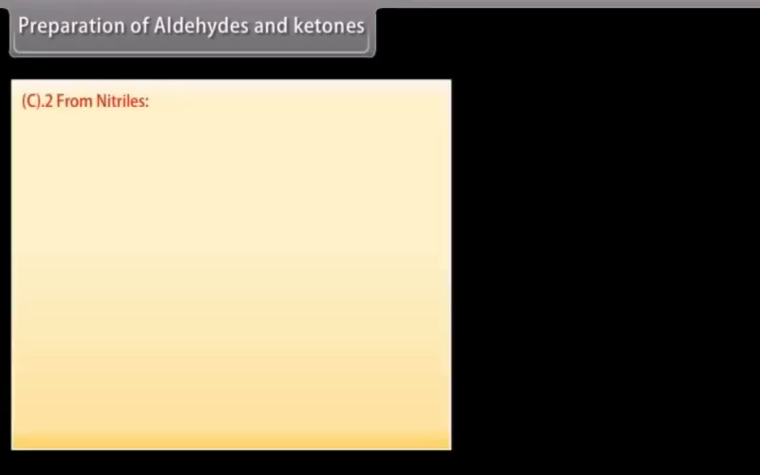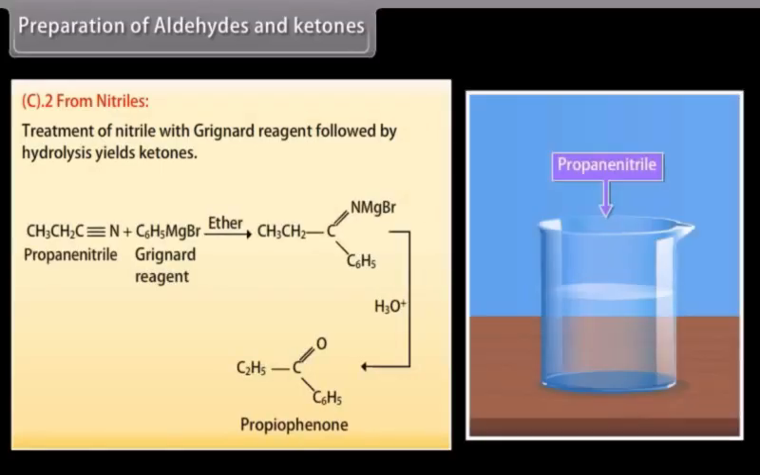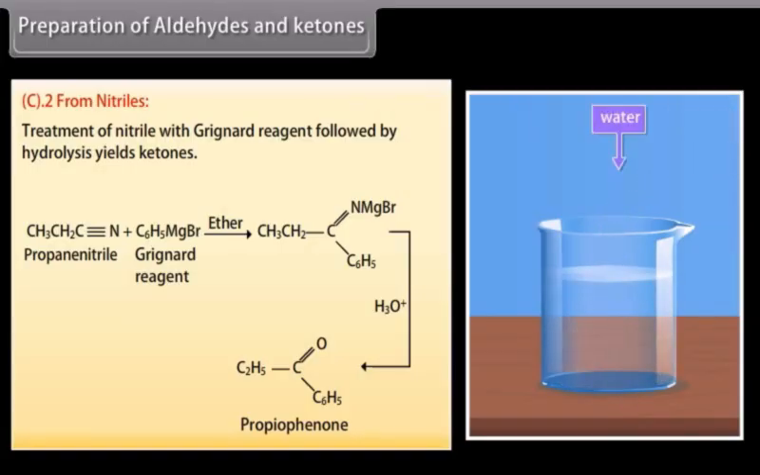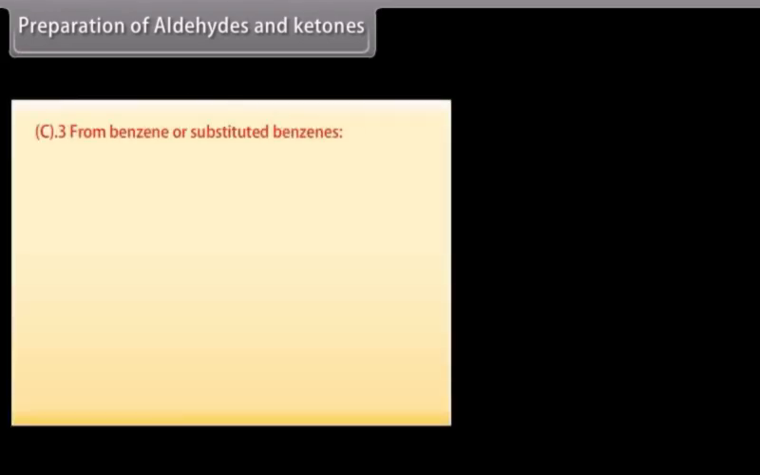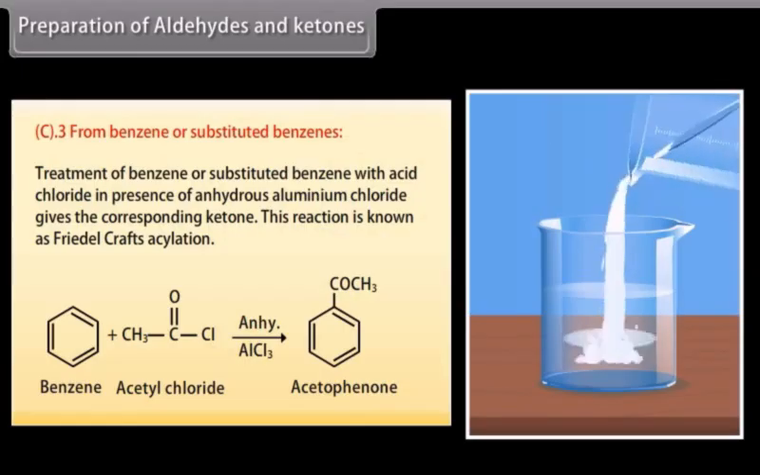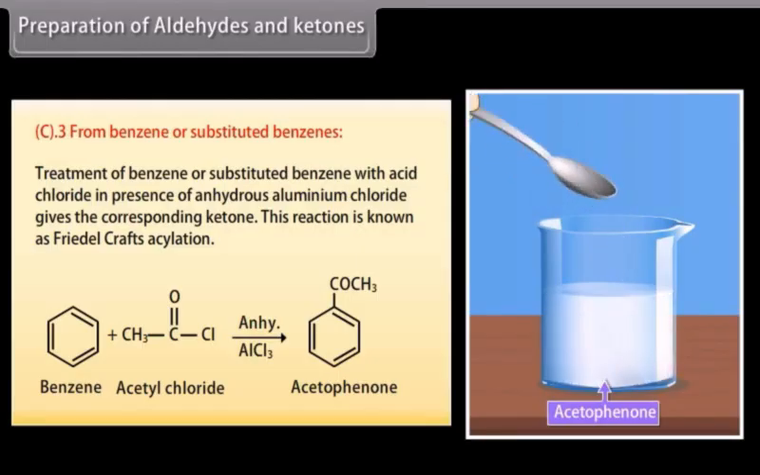Preparation of aldehydes and ketones from nitriles. Treatment of nitrile with Grignard reagent followed by hydrolysis yields ketones. Grignard reagent in ether reacts with benzonitrile and forms an intermediate, and then upon hydrolysis it gives propiophenone. Preparation of ketones from benzene or substituted benzenes: treatment of benzene or substituted benzene with acid chloride in presence of anhydrous aluminium chloride gives the corresponding ketone. This reaction is known as Friedel-Crafts acylation.